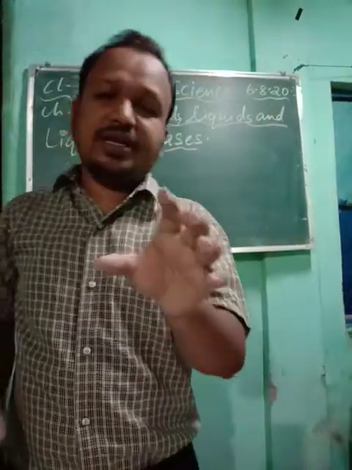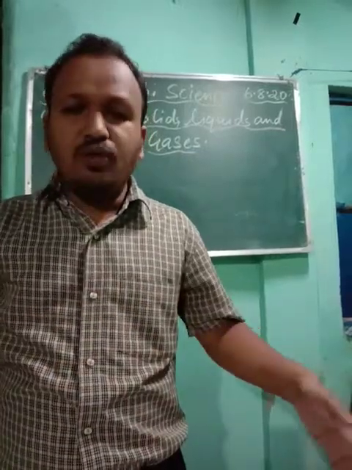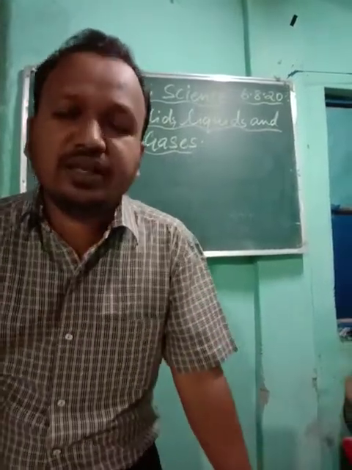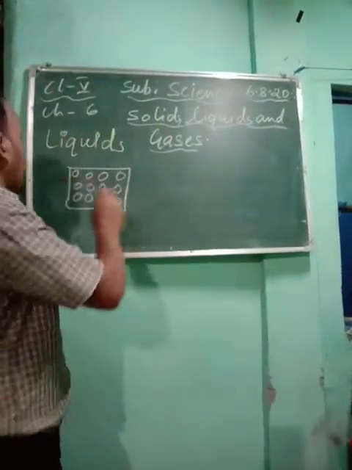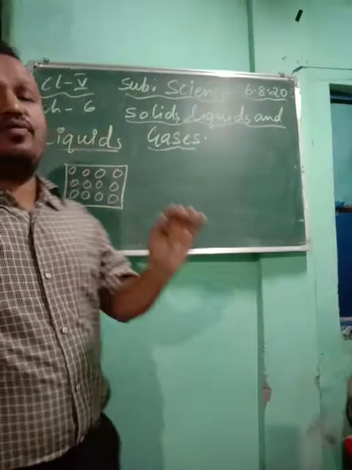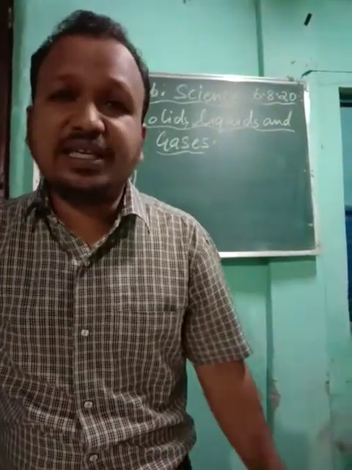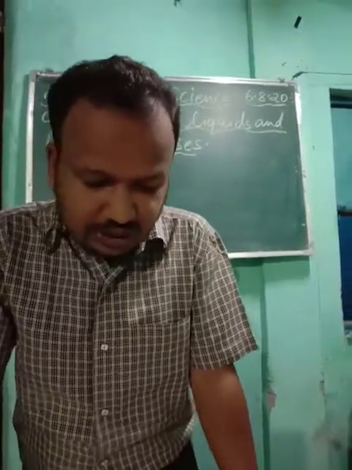If you take a glass of water and throw it, you will see the water will flow away from one place to another. Why? Because the molecules in liquids are far away from one another. That means they are not very tightly packed, they are loosely packed. So liquid can flow.